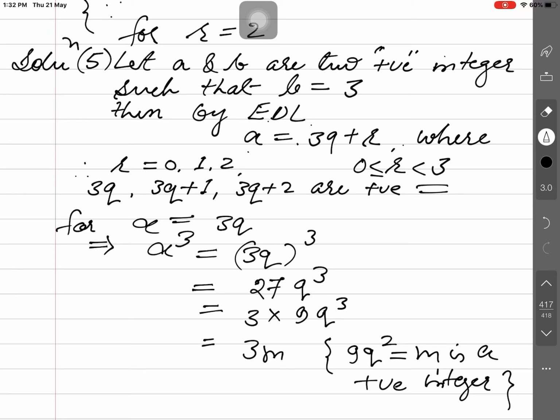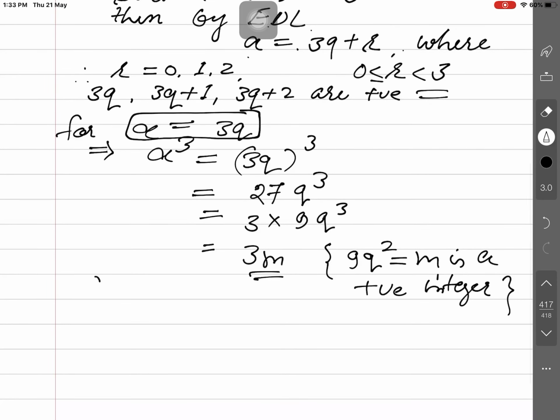So 3m, this means you have taken r equal to 0 and a positive number here, a equal to 3q, and you have cubed that number, and you again obtain the 3m form. You will do the same thing for any positive integer. The same will come here. Is that clear? Now again you will do here for a equal to 3m plus 1.